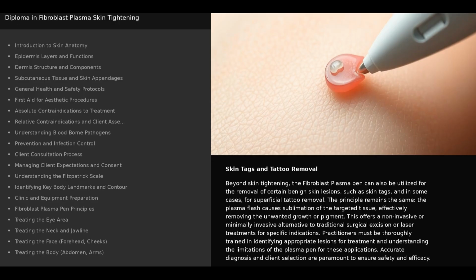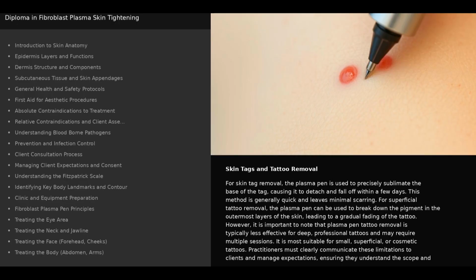Accurate diagnosis and client selection are paramount to ensure safety and efficacy. For skin tag removal, the plasma pen is used to precisely sublimate the base of the tag, causing it to detach and fall off within a few days. This method is generally quick and leaves minimal scarring.